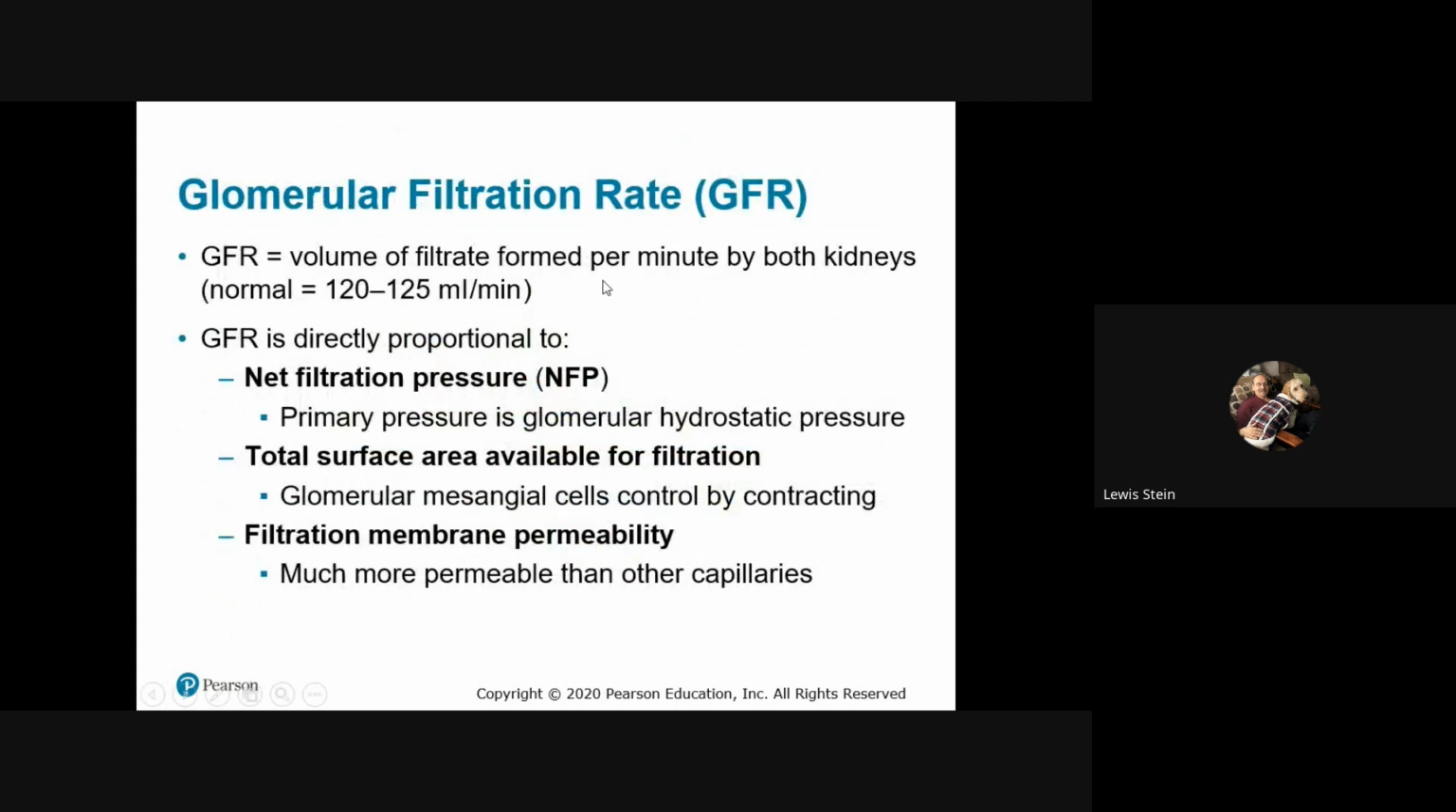So the volume of the filtrate formed per minute by both kidneys is around 125 milliliters per minute. So it's related to that filtration pressure, surface area, and how many viable glomeruli. Then now we start getting into kidney damage, how permeable they are, much more permeable than other capillaries. Assume you haven't had something in them that has caused them to be damaged. And there are things that damage them. Diabetes damages them. Certain toxins damage them.